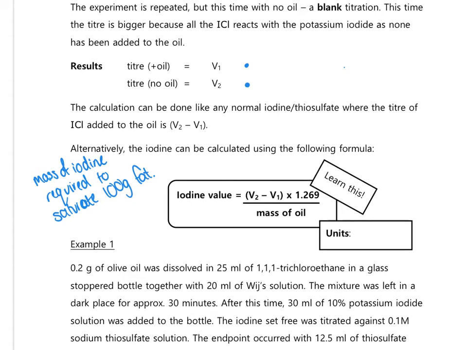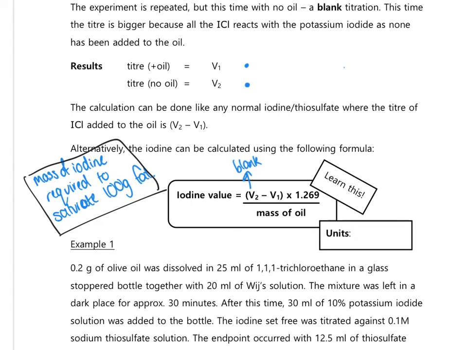V2, which is which titer? No oil, the blank, minus your V1, which is the one with the oil, times by 1.269, divided by the mass of the oil. Going back to this, you'll notice your units are blank. What I want you to do is look at this definition, the definition of your iodine value. What are your units going to be?